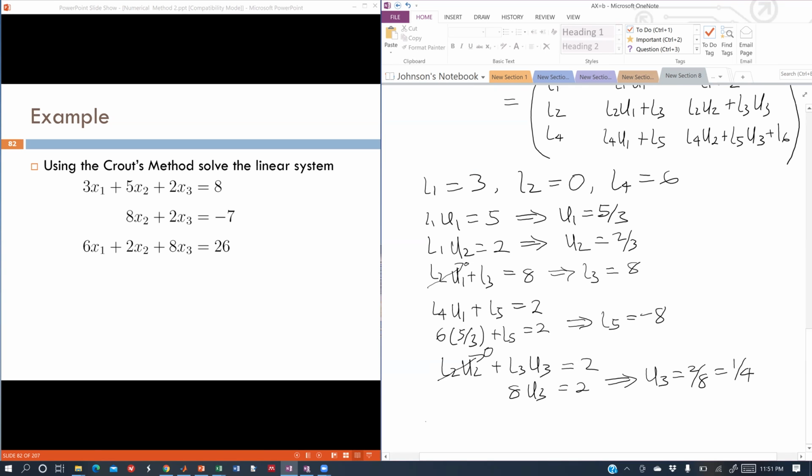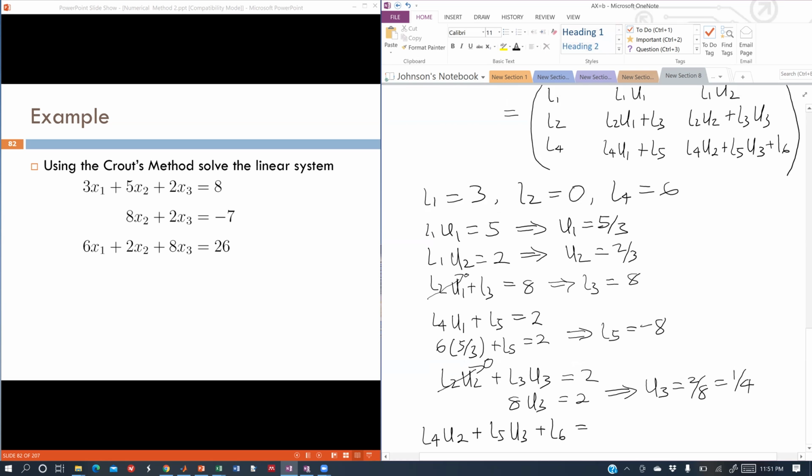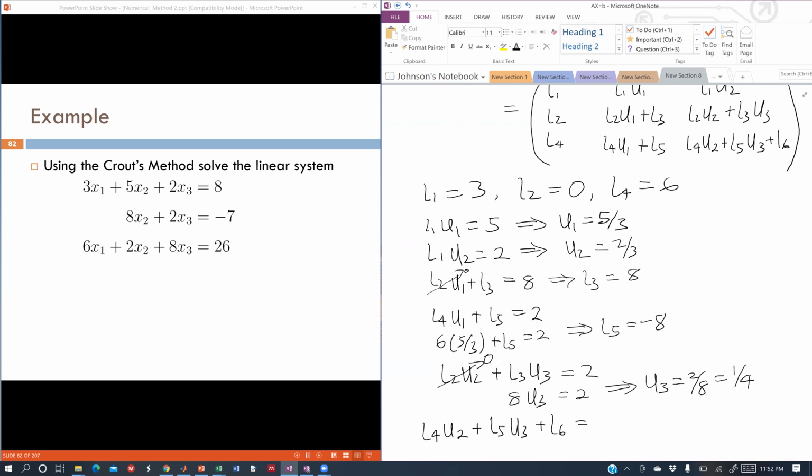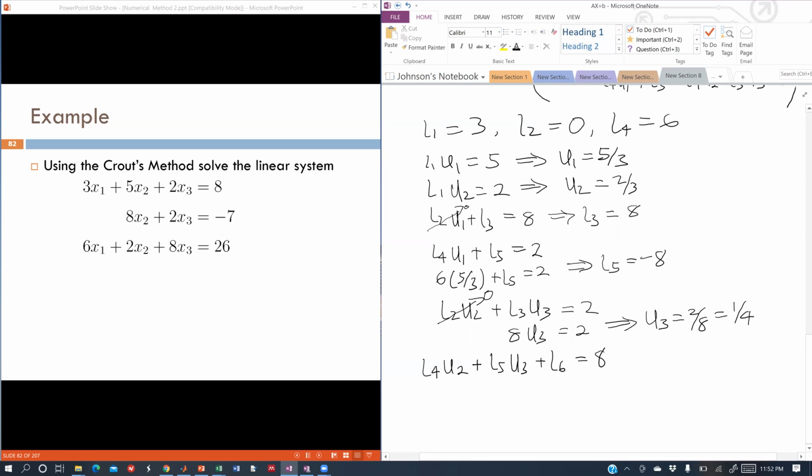And finally, we write L4 U2 plus L5 U3 plus L6 is equal to the entry there. This time it's this entry, which is 8. So we put our 8 there. Then what are the substitutions? L4 is 6, U2 is 2 on 3, plus L5 is -8 and U3 is 1 on 4, plus L6 is equal to 8.